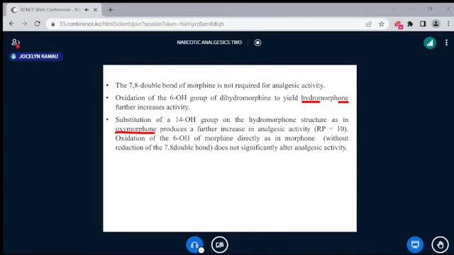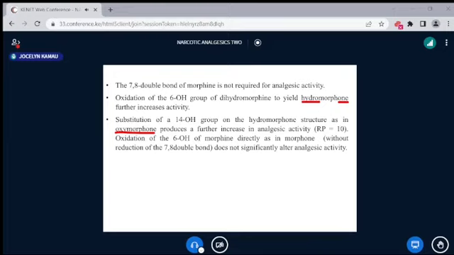Position 14 for that compound must be saturated. Position 6 of that compound must be oxidized. And then you put a beta hydroxyl group at position 14. Beta hydroxyl group at position 14 gives you the oxymorphone. If you are starting with codeine, you get an oxycodone. So same thing, it produces a further increase in analgesic activity. Oxidation of the 6-hydroxyl group of morphine directly, as in morphone, without reduction of the 7,8 double bond does not significantly alter analgesic activity.